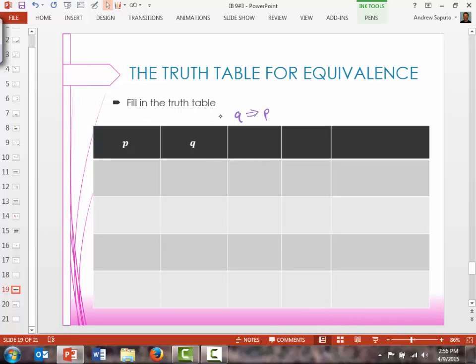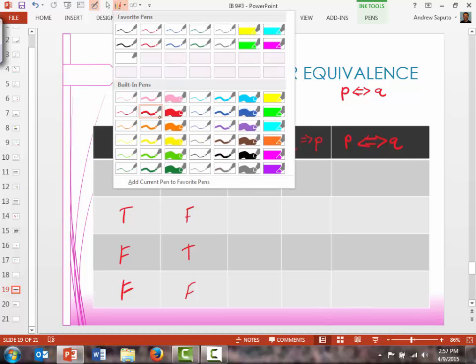So, here we go. Fill in the truth table. We're going to fill in the truth table for P implies Q. That will be our last one over here. So we have P and Q. P is true, true, false, false. Q is true, false, true, false. Now we need to fill in the two other implications: P implies Q, and Q implies P. Now this one gets a little tricky, so when we get there, we'll talk about it.